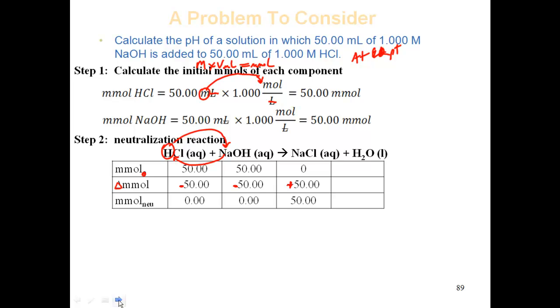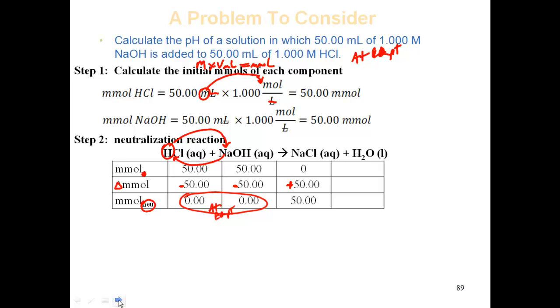Do the math. So my millimoles after neutralization, which is the stuff that can be affecting my pH, are 0 for HCl, 0 for sodium hydroxide, and 50 for sodium chloride. Since I got 0 and 0 after the neutralization, I am at my equivalence point, which we already discussed. However, that doesn't tell me what the pH is unless I have a strong species, which is the case in this particular problem. But we'll continue on with our thought process.